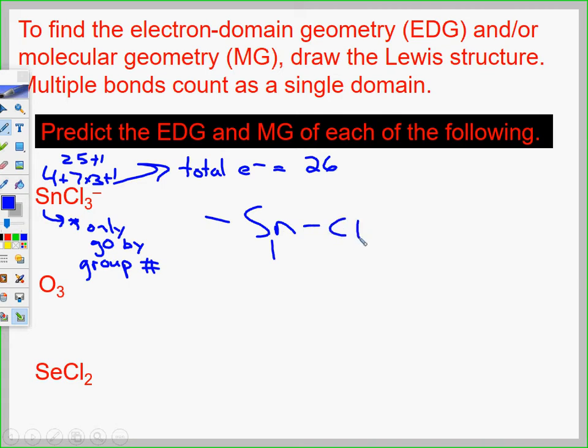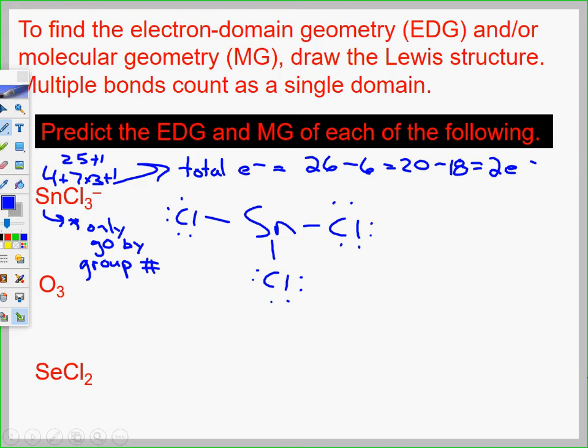All right, single bonds. We'll check it out. We use a whopping 6. We got 20 left. 1, 2, 3, 4, 5, 6, 7, 8, 9, 10, 11, 12, 13, 14, 15, 16, 17, 18. Oh, no. I have 2 electrons left.